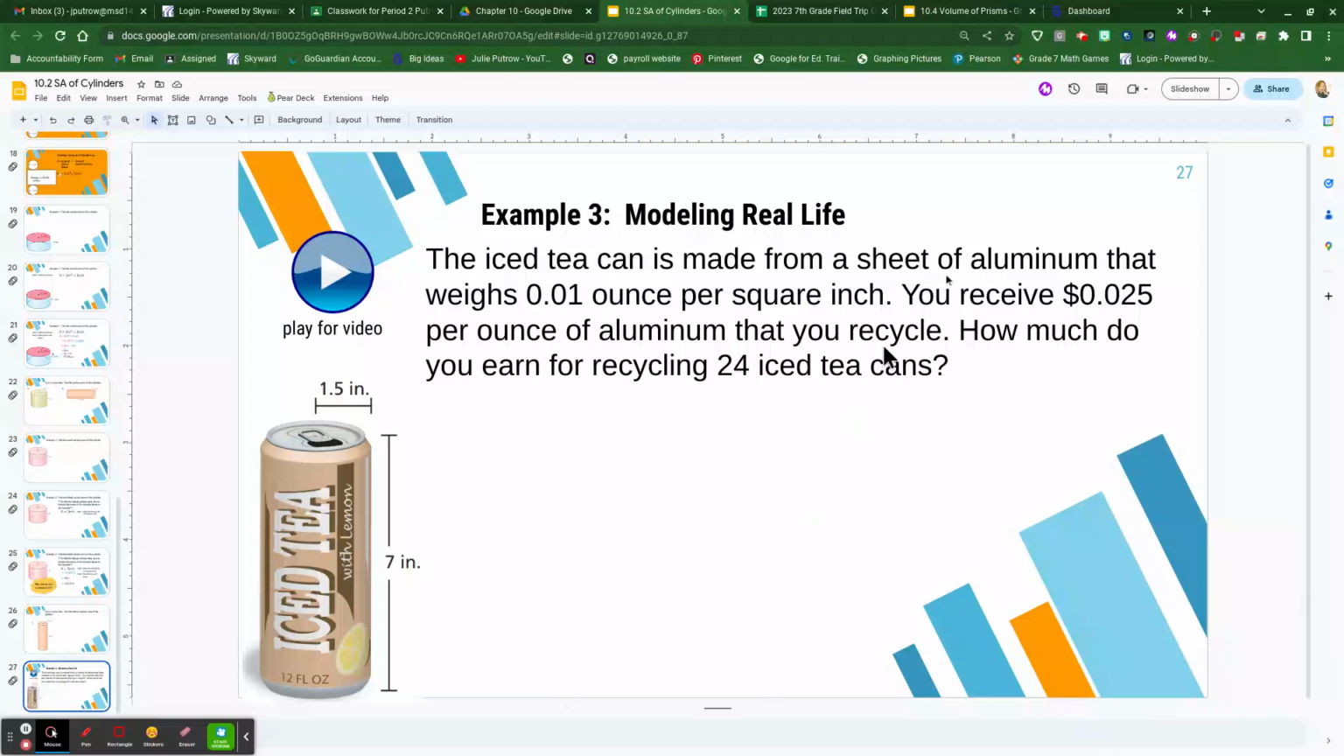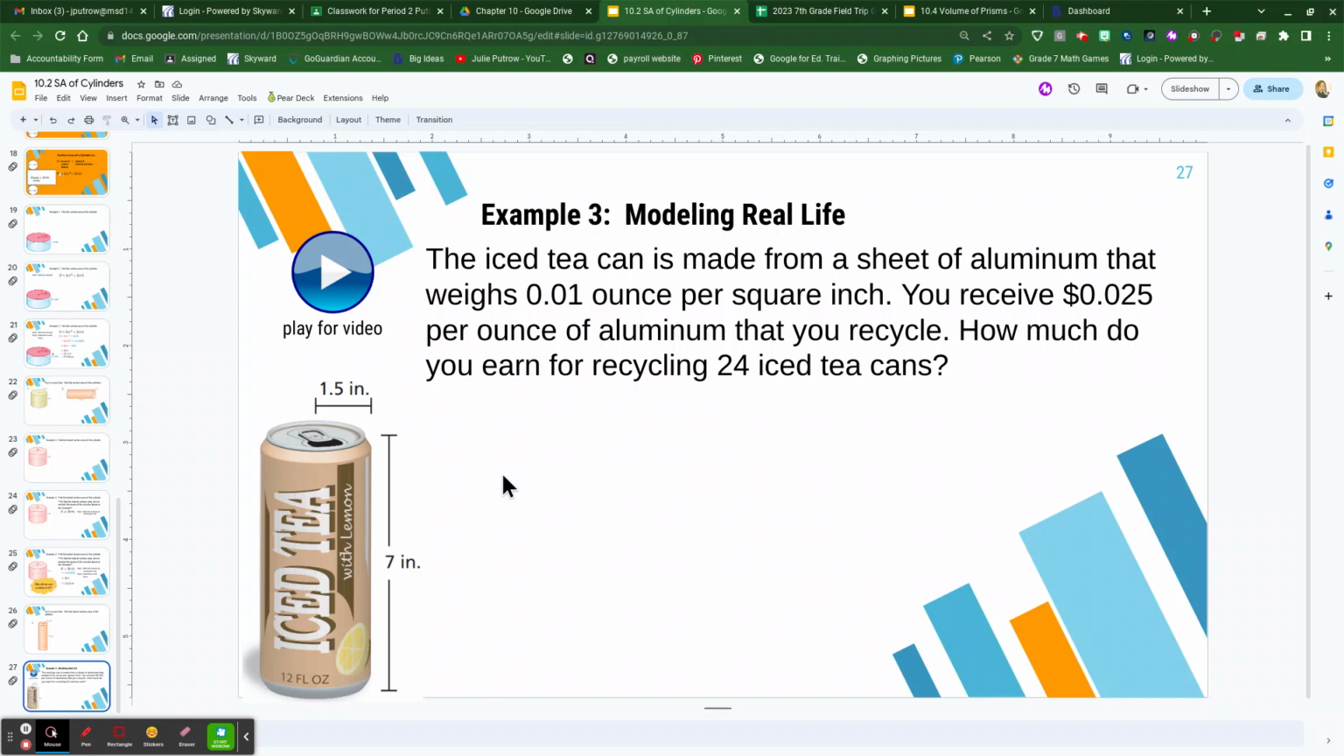In example 3 on our modeling real life problem, they're giving us a nice tea can here, and it tells us it's made up of a sheet of aluminum that weighs 0.01 ounces per square inch. You receive 0.025 dollars, which is like 2.5 cents per ounce of aluminum that you recycle. How much do you earn for recycling 24 iced tea cans?